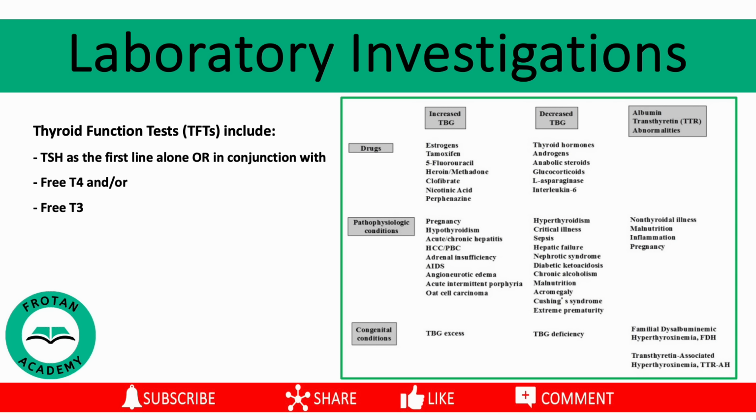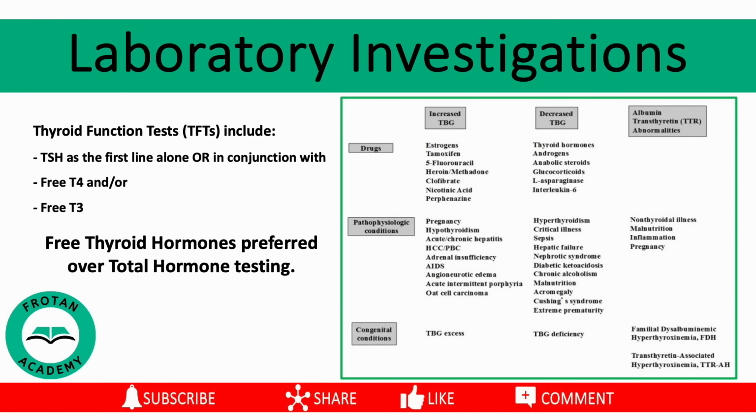Although more than 99.9% of the thyroid hormones in the circulation are bound to plasma proteins, measurement of unbound or free thyroid hormones appears to be more appropriate, as the levels of these proteins fluctuate with certain pathophysiologic conditions, congenital conditions, and medications.